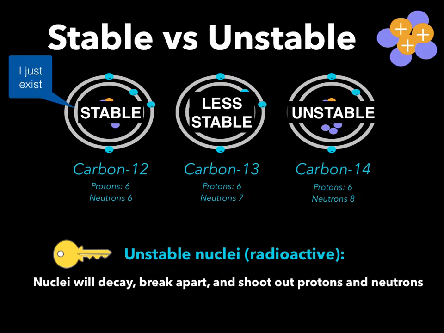The problem is what happens when things become unstable. This example of carbon is a less stable carbon, and then carbon-14 is a very unstable nucleus. So what does it mean to be unstable? That brings us to this key point: unstable nuclei are considered radioactive. What that means is the nucleus will start to decay, which also means break apart, and it starts to shoot out different protons and neutrons. This is what happens to unstable nuclei.